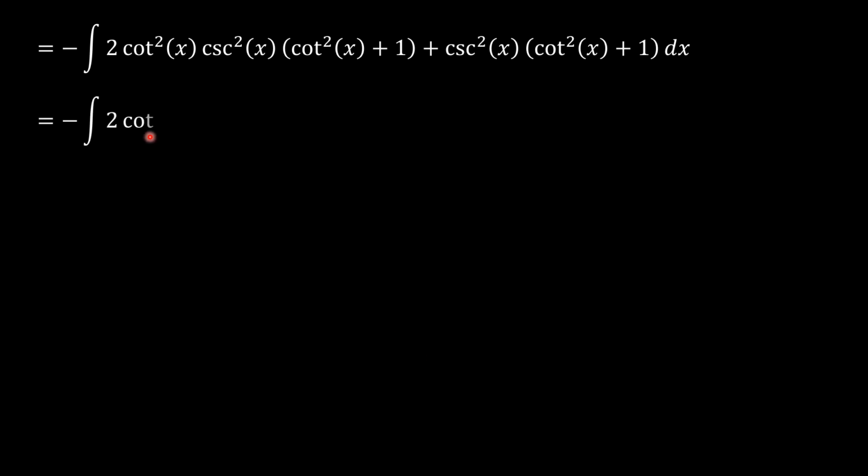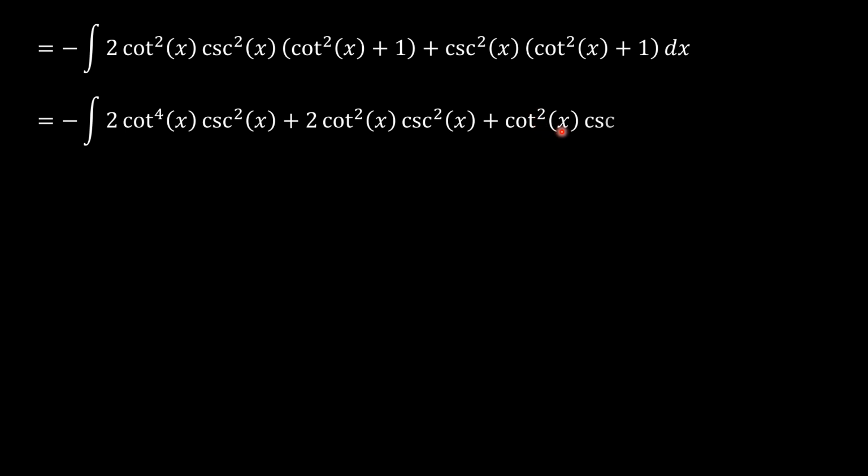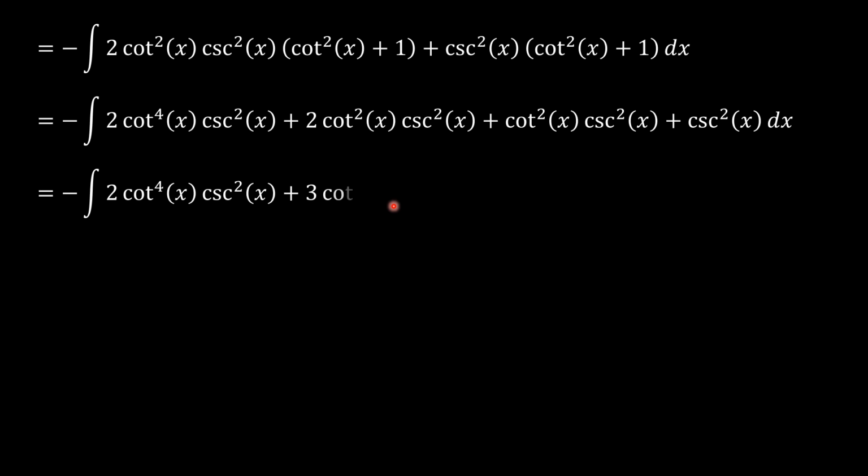So that we now have the negative integral of twice cotangent to the power 4 x times cosecant squared x plus twice cotangent squared x times cosecant squared x plus we have cotangent squared x times cosecant squared x plus cosecant squared of x. So these 2 and 1 here interact, so we have 3. So here we have 2 cotangent to the power 4 of x times cosecant squared x plus 3 cotangent squared x times cosecant squared of x plus cosecant squared of x.